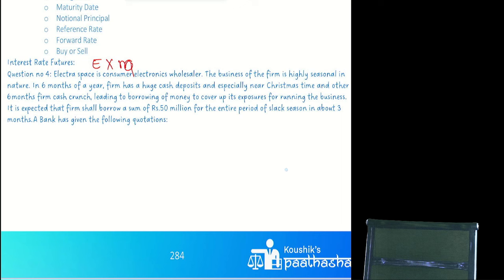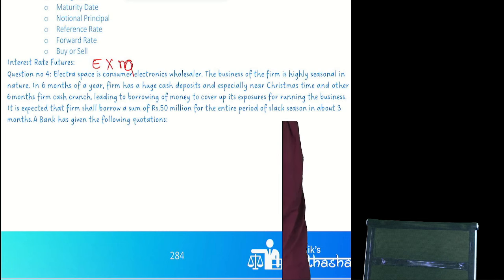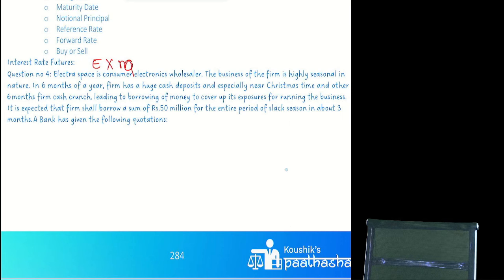Okay, first tell me, this particular company will need money for how many months? After how many months? Does the cash crunch start today, after 6 months, after 9 months, after 3 months? First point, 6 months it will have deposits. The remaining 6 months it will have a problem. But does that problem start today, after 6 months, after 3 months? Some are telling six, some are telling three. Consistency is not there. Read again.